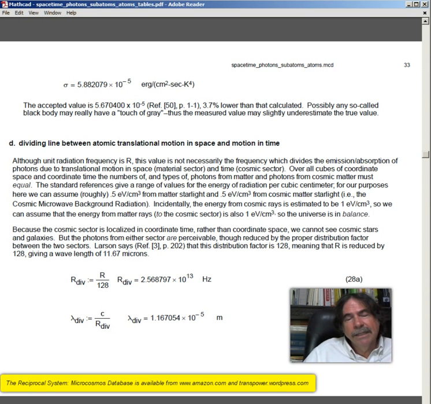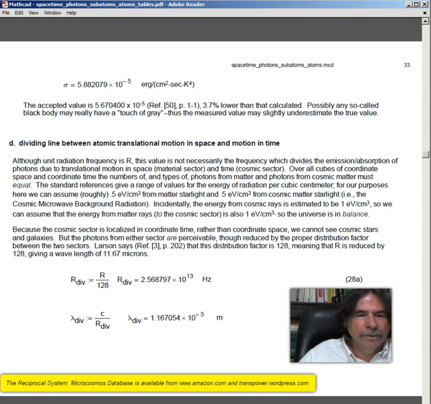Because the cosmic sector is localized in coordinate time rather than coordinate space, we cannot see cosmic stars and galaxies. But the photons from either sector are perceivable, though reduced by the proper distribution factor between the two sectors. Larson says, reference 3, page 202, that this distribution factor is 128, meaning that R is reduced by 128, giving a wavelength of 11.67 microns. So therefore, we get that the dividing line is 2.568797 times 10 to the 13th hertz, or in wavelength, it's 1.167054 times 10 to the minus 5 meters.